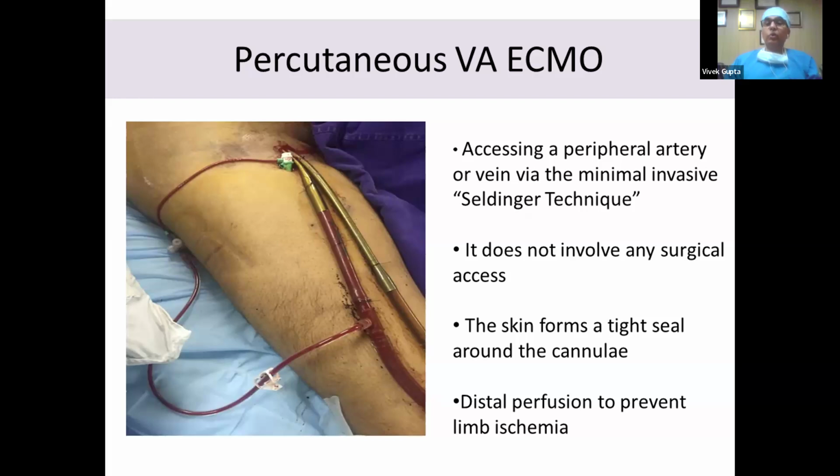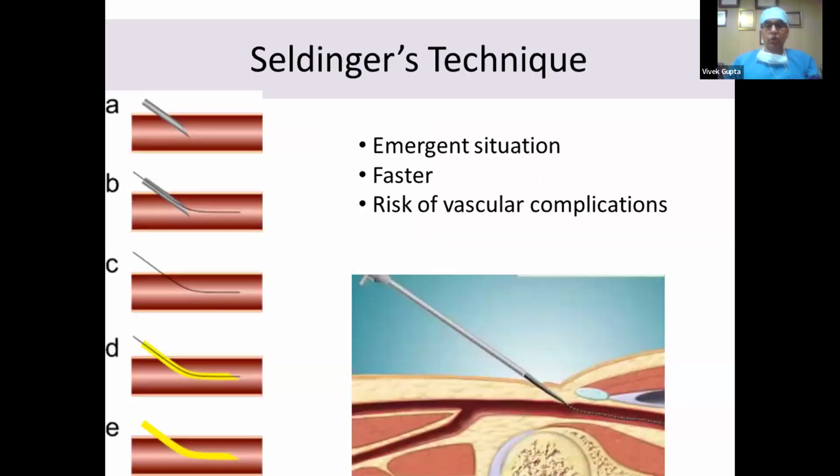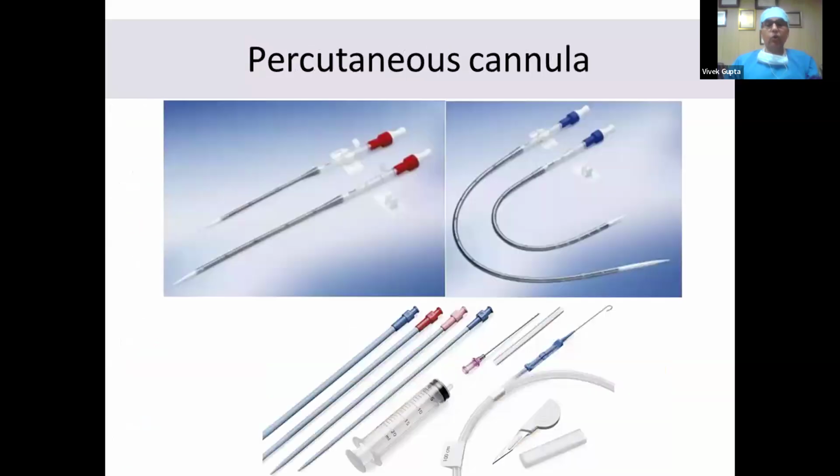But whenever you are decannulating, it should be closed surgically because the artery gets sheared and there is more risk of post-procedural complications if we don't do a surgical repair. So this is the Seldinger technique. We all know it. I'll not go into detail.